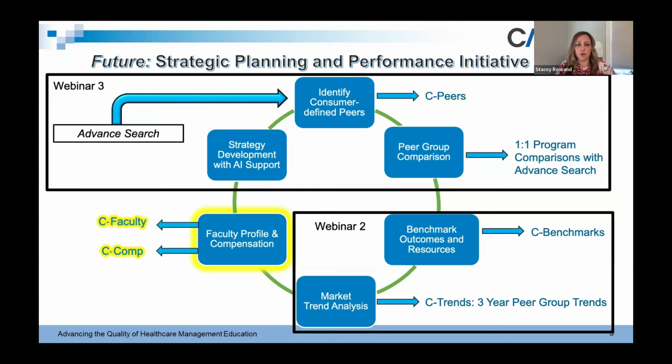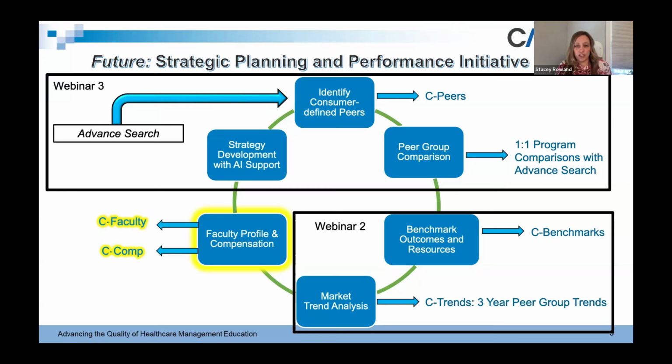As mentioned, today's focus is going to be on faculty analysis. Our next session, webinar 2, we'll be looking at a report we've had for a few years now called C Benchmarks. It's previously known as CARB. C Benchmarks allows you to benchmark your program's annual report data against a user-defined peer group. And we'll also be looking at C Trends, which is a brand new report that shows a 3-year trend on the annual report data, also based on a user-defined peer group.